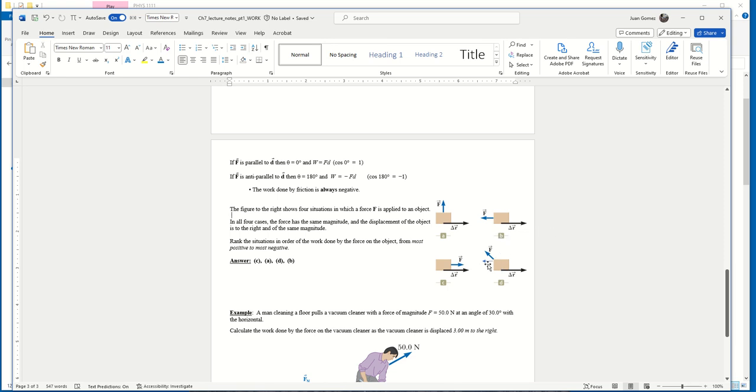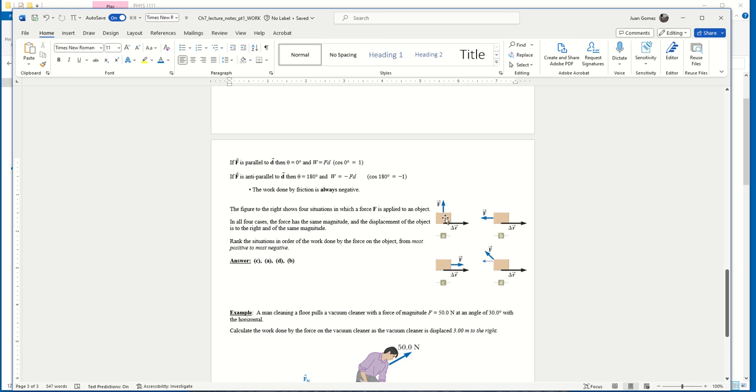Now D, the work is going to be negative, because notice that the component of F is in this case anti-parallel to delta R. But notice in panel D, the x component of F is less than this. So most negative is B. Then after that is D, then 0, A is 0. And then the most positive is C, because here they're parallel. Parallel means the angle theta between F and delta R is 0, and the cosine of 0 is 1. So most positive is C.